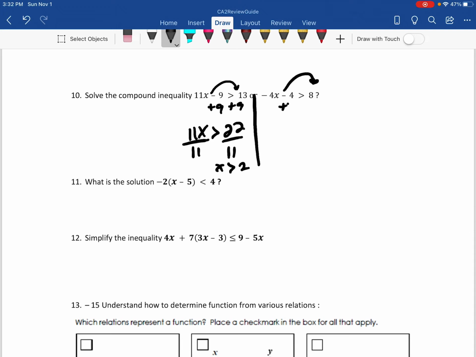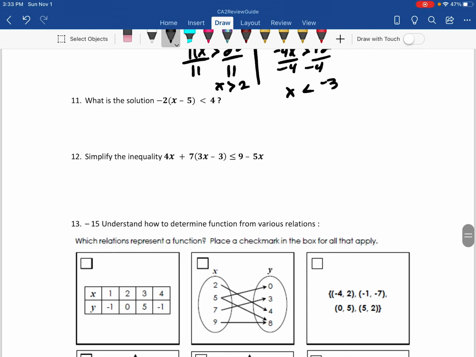Move this 4 over, so we're going to add 4 to both sides. So it gives me 4x greater than 8 plus 4, which is going to give me 12. Divide by negative 4. X is less than or equal to negative 3. So x is greater than 2 or x is less than negative 3.